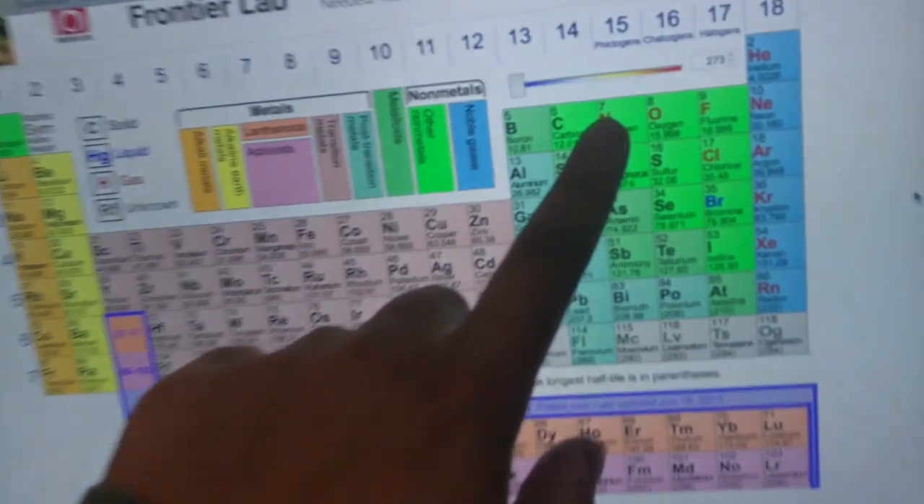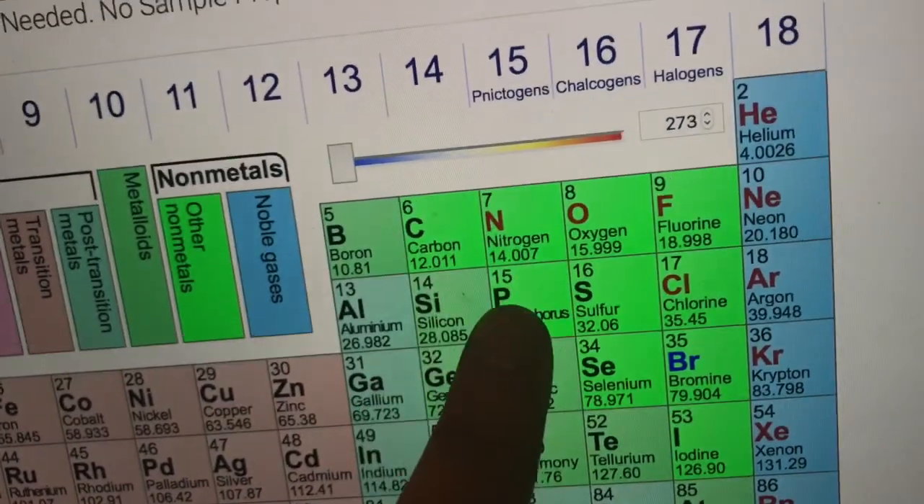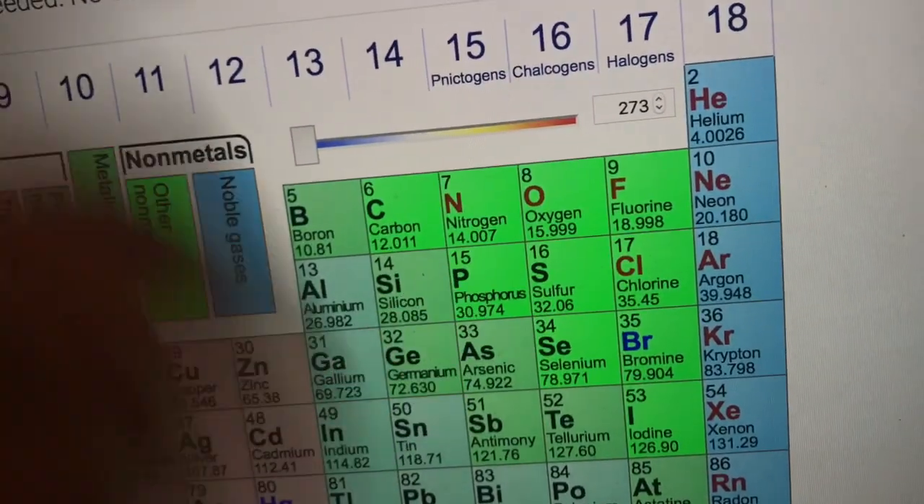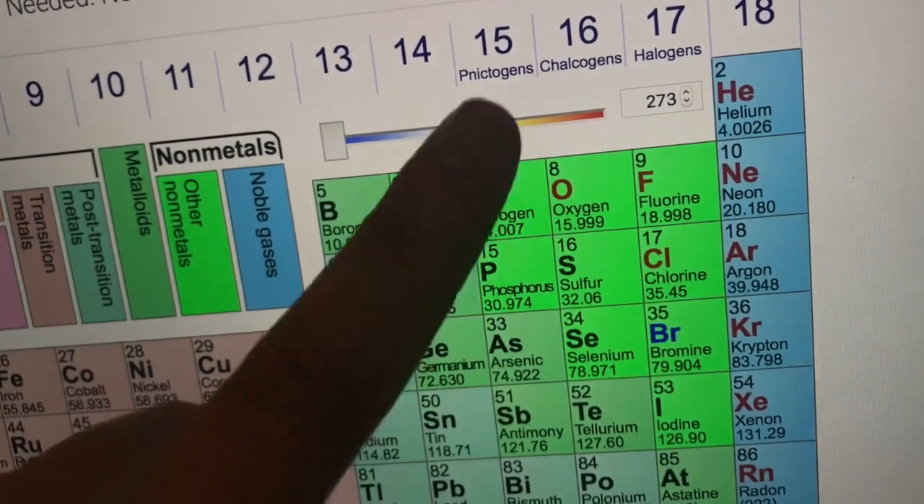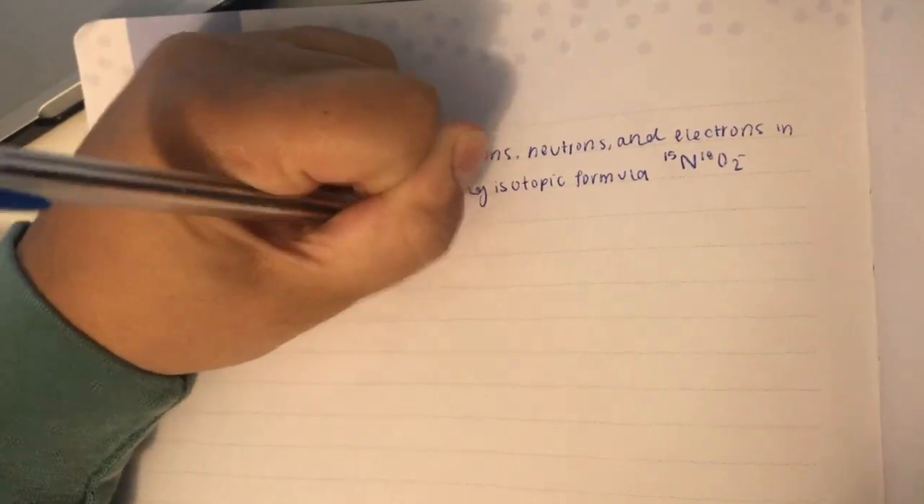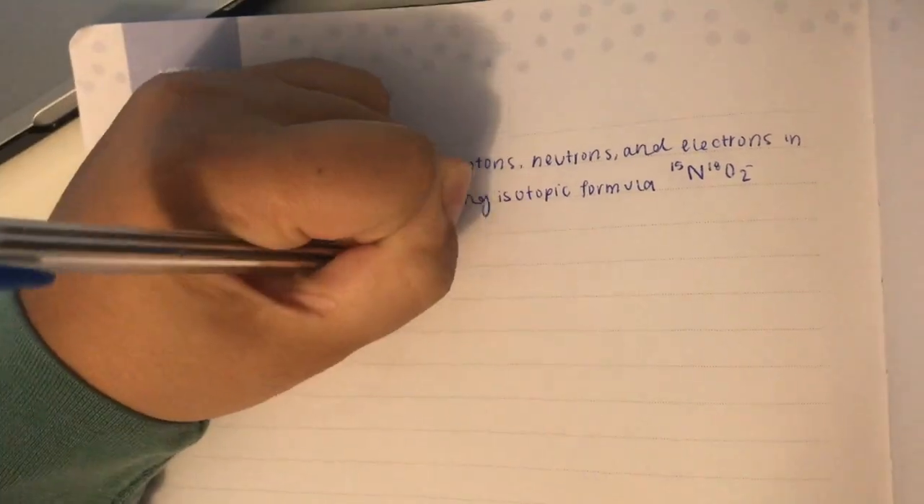You can see that for nitrogen, you can see the atomic number, which is generally above the element, but it honestly all depends on the periodic table. In this case, we know that the atomic number is equal to the amount of protons that an atom has. So just by looking at the periodic table, we can figure out that nitrogen has 7 protons and oxygen has 8 protons.